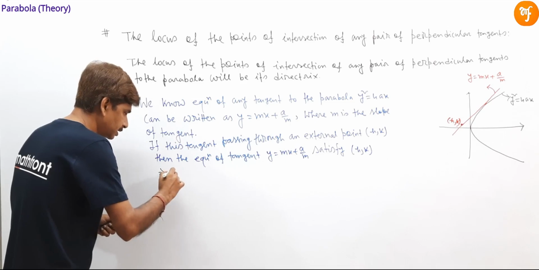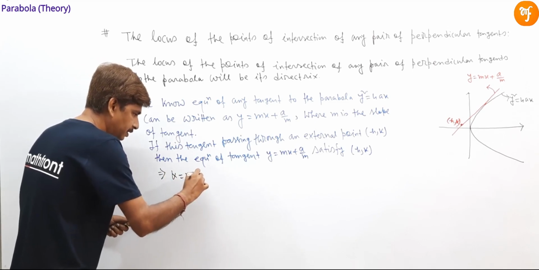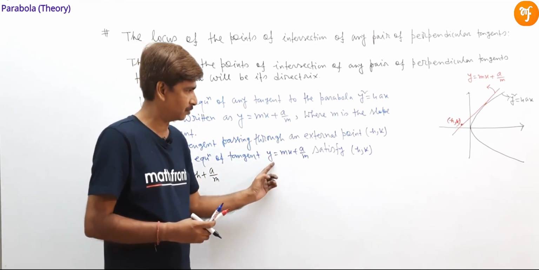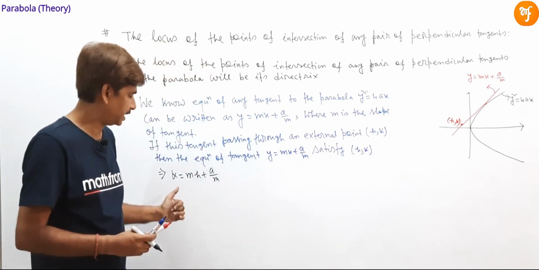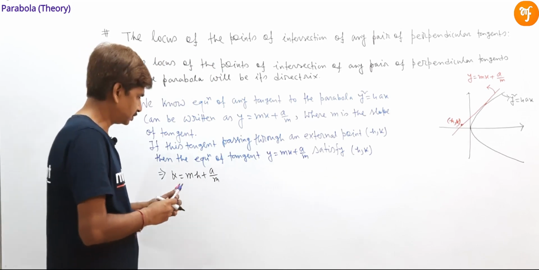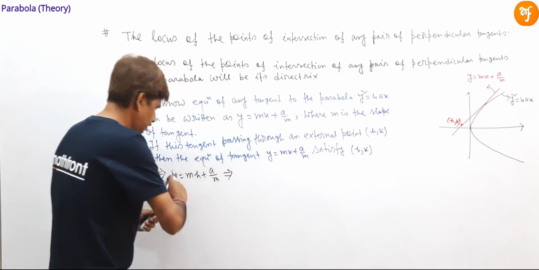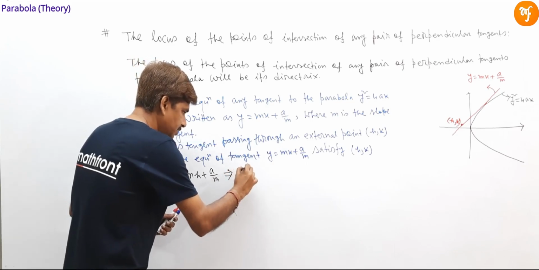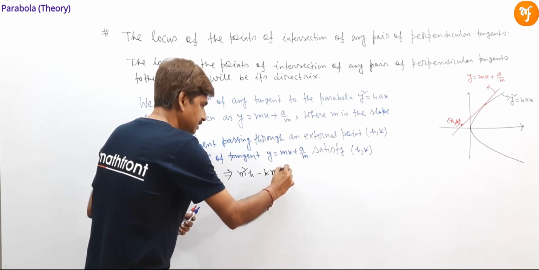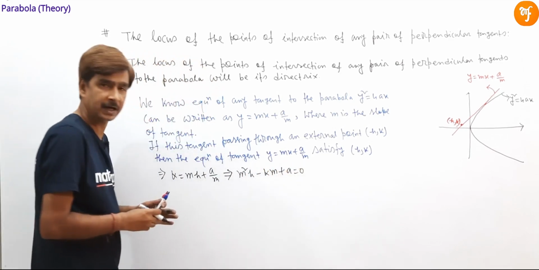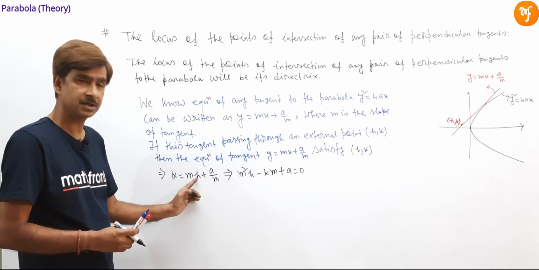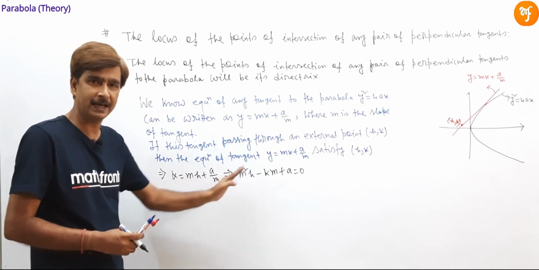This implies k is equal to m into h plus a by m. So substitute x and y by h comma k, we will get k is equal to mh plus a by m. This is nothing but a quadratic equation of m. So just make it m square h minus k into m plus a is equal to 0. So we write it as a perfect quadratic equation of m: m square into h minus k into m plus a is equal to 0.